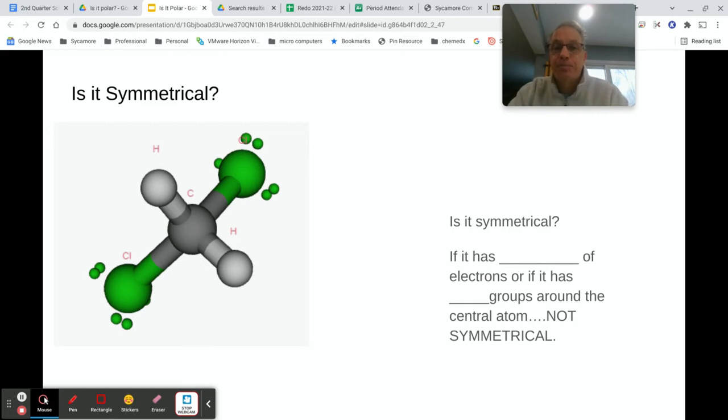So what do I mean by that? Well, if we look here, carbon's the central atom. The things around the central atom are different. So this is chlorine, H and H. If you put a line through here, you could get one side that's the chlorine, one side that's the H's. It's not really a mirror image. That would be considered unsymmetrical. Again, if it has lone pairs of electrons or different groups around the central atom, 99.9% of the time, it's not symmetrical.